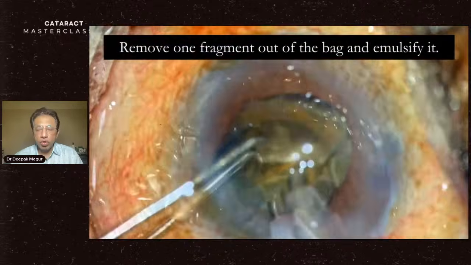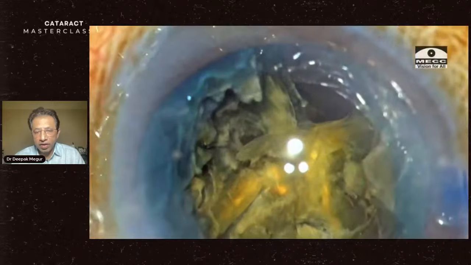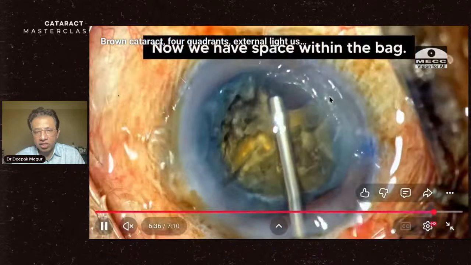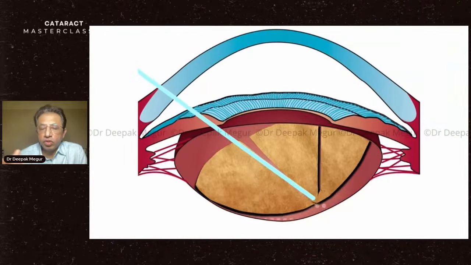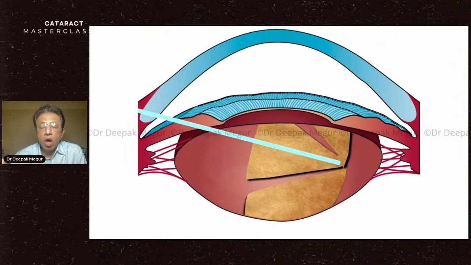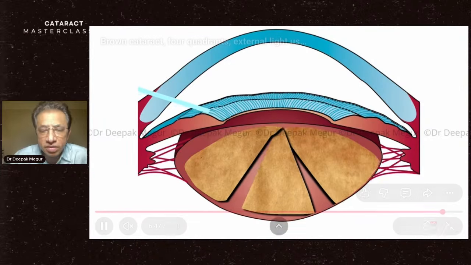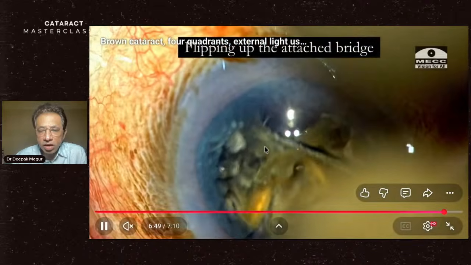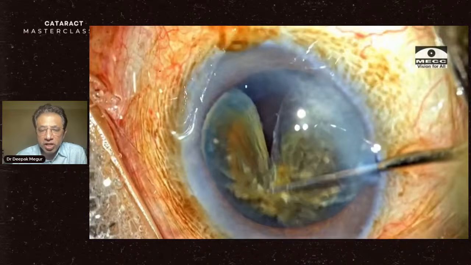And this is how it is. You're going to remove one fragment out of the bag. This one fragment is out, and you can see these three fragments are attached. Fill the bag with OVD, and then you're going to use a viscocannula itself to flip it up, or you can use a Sinskey hook to just flip it up. And now what happens? This attachment is, this is how it is. I'm just using a Sinskey hook to pull this bridge anteriorly.